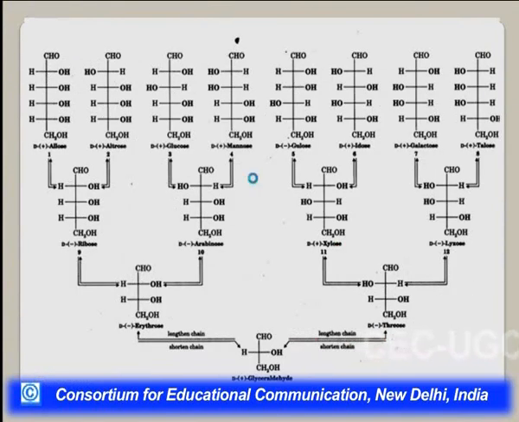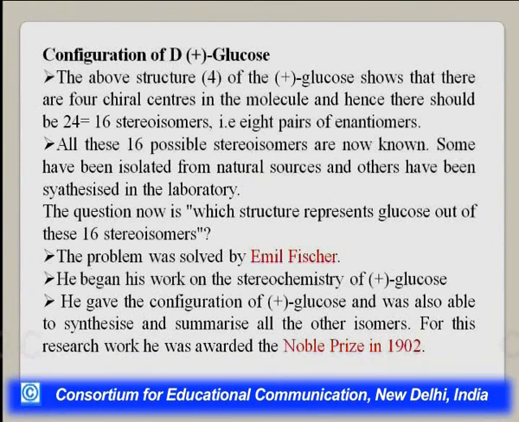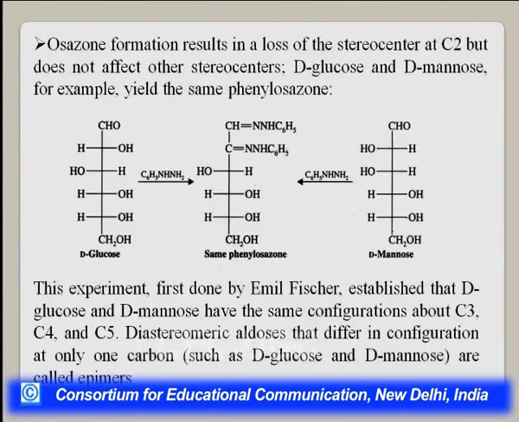Now we have discussed the open chain structure. Now what is the configuration of D-glucose? Here you can see, what does configuration mean? If you see this glucose, every carbon atom has a particular position of hydrogen and hydroxyl group. If we are talking about this particular structure, this is called the configuration about these carbon atoms.